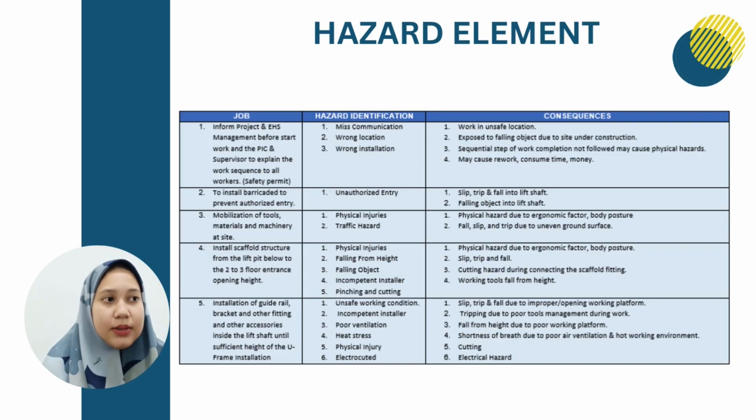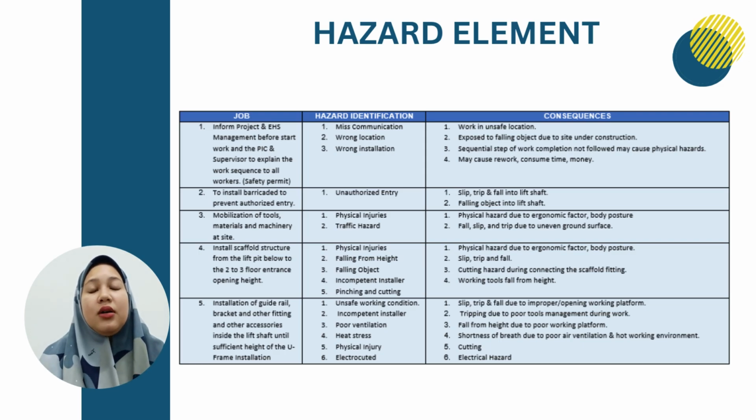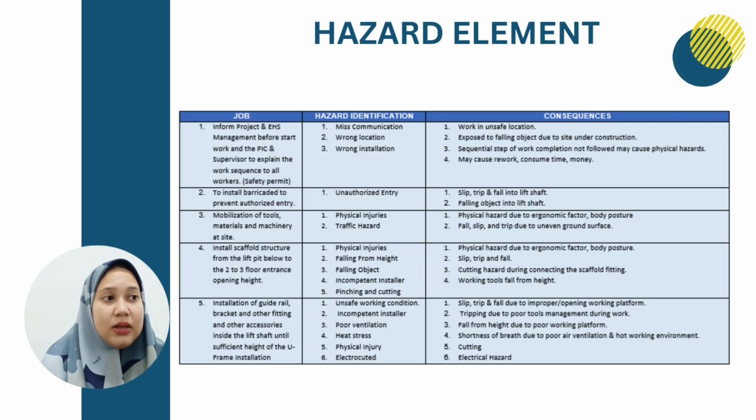Okay, the second one will be to install a barricade to prevent unauthorized entry. The hazard that we are able to identify is that unauthorized entry might result in slip, trip, and fall into the lift shaft. And if you are already in the lift shaft, you might be exposed to falling objects.